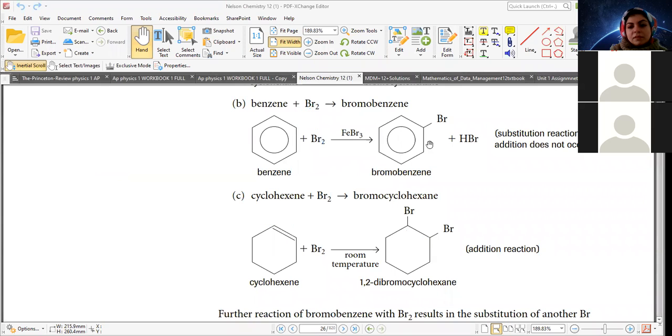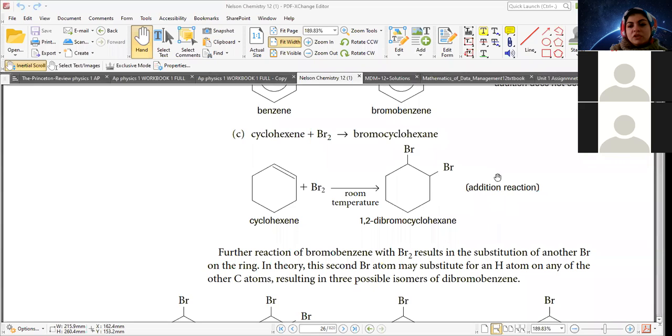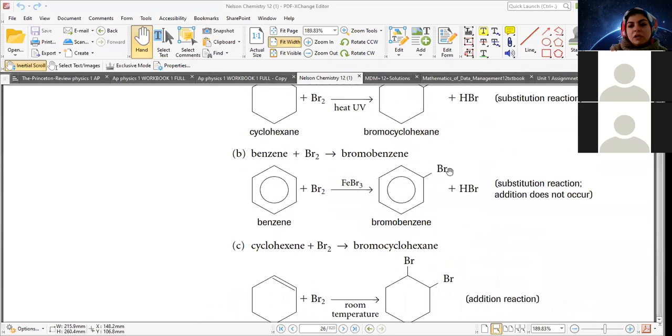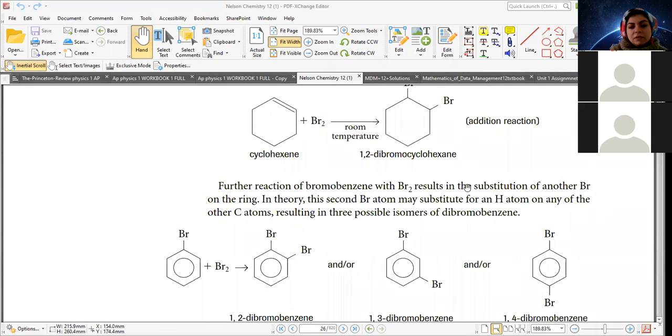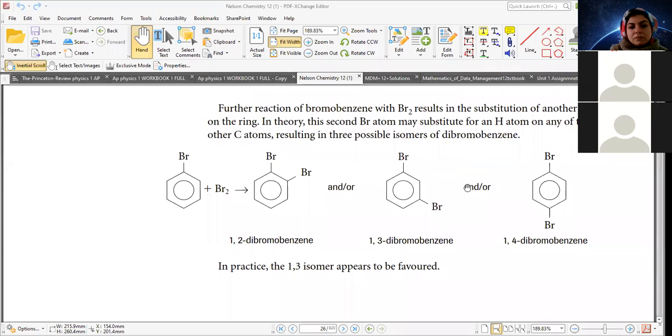Okay. This is an addition reaction because there is no other, there's just 1 product. But where you have more than 1 product, it's going to be a substitution reaction. These 2 examples above are substitution reactions.